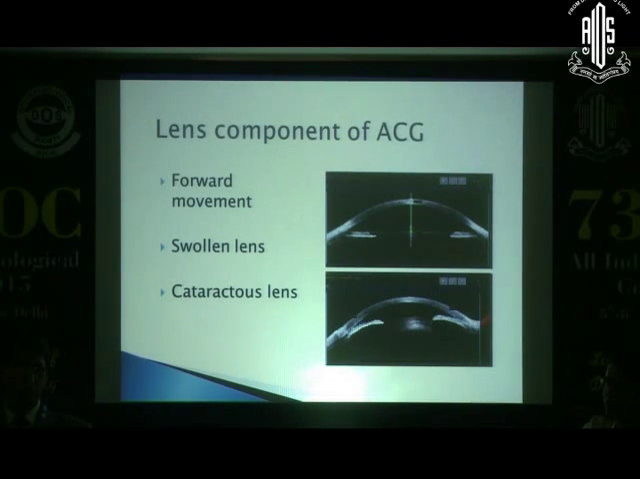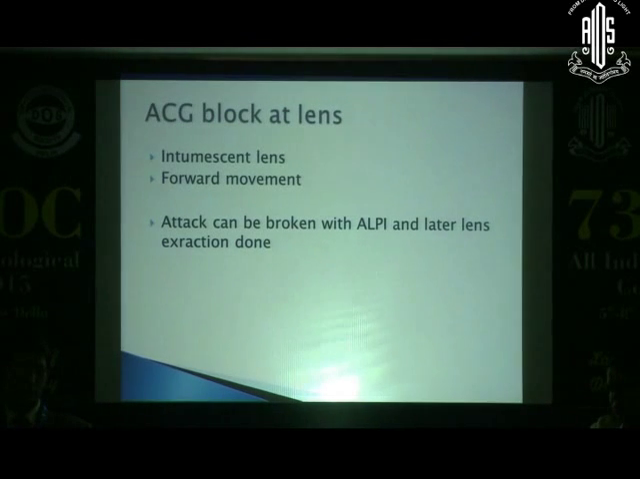As far as the lens component, when it moves forward, obviously ultimately we are going to remove all these lenses, but the question is to first get it under control. Then only you can go in for the lens surgery.